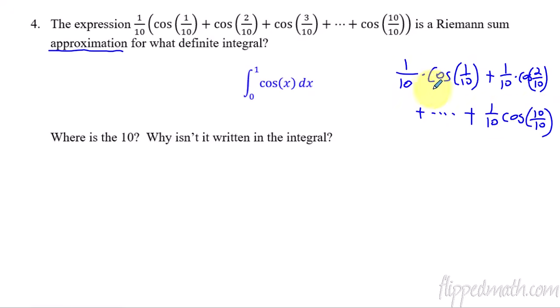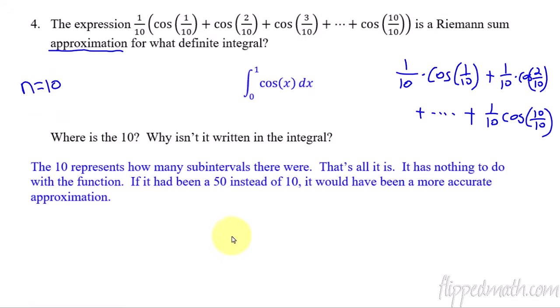So what we have going on here is that every one of these has a width of 1/10. What that means is that this 10 is actually not part of the integral. See, the 10 represents how many rectangles there are. That's your n. Your n equals 10 in this case. So what I have here for my answer for this problem, it's a little bit long. You don't have to write this whole thing down. You just want to write something that helps you understand this.